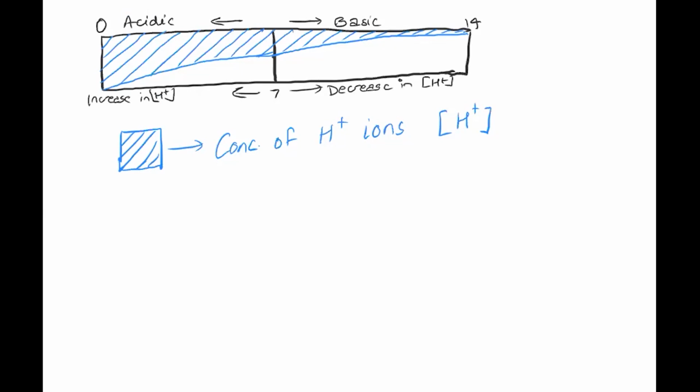If the pH is 0, it is very acidic, and the concentration of H plus ions is the most when pH is equal to 0. And as we move towards higher pH, the concentration of H plus ions decreases, and after 7 it is basic in nature.